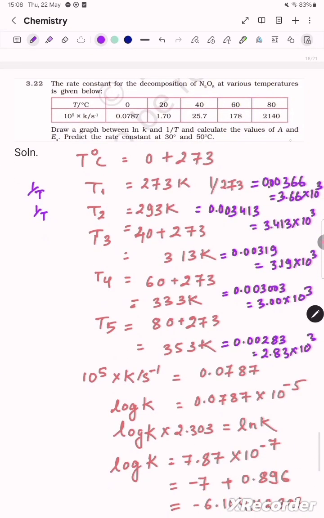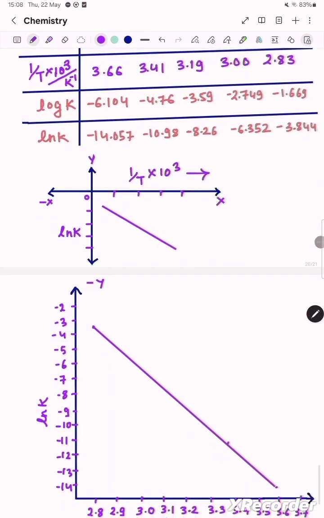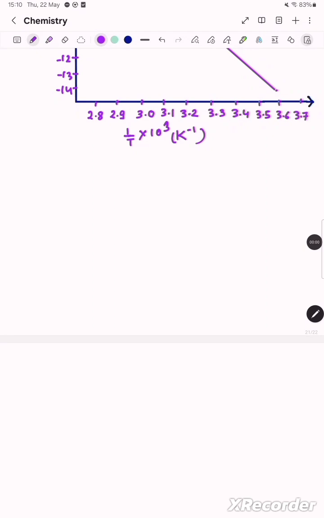And next, what we have to do is calculate the values of A and Ea. Now next we have to calculate the value of A. So how to calculate the value of A? We will write the Arrhenius equation. That is, the Arrhenius equation is k is equal to A e to the power minus Ea by RT. This is the Arrhenius equation.